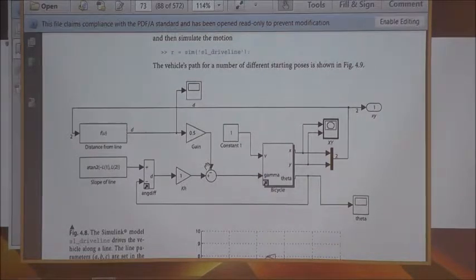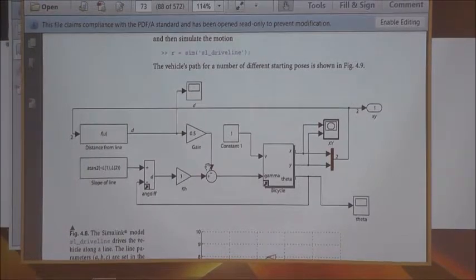This is essentially the opposite of the previous example. Remember, in the previous example we wanted to move to a specific XY location, regardless of the orientation at the end. This is just the opposite. Assume constant velocity, but keep working on the orientation to line it up with the line. Okay, that's it.